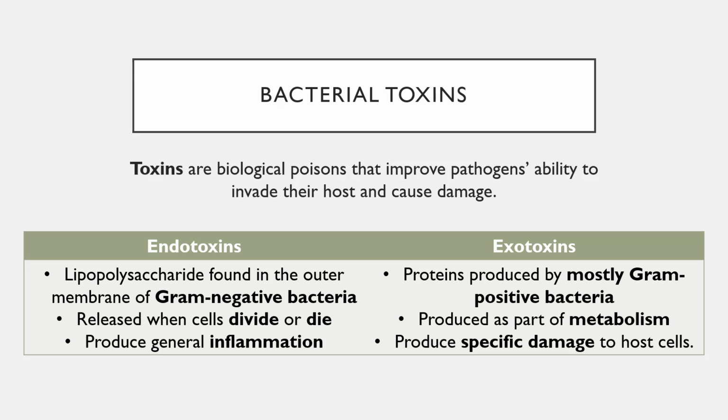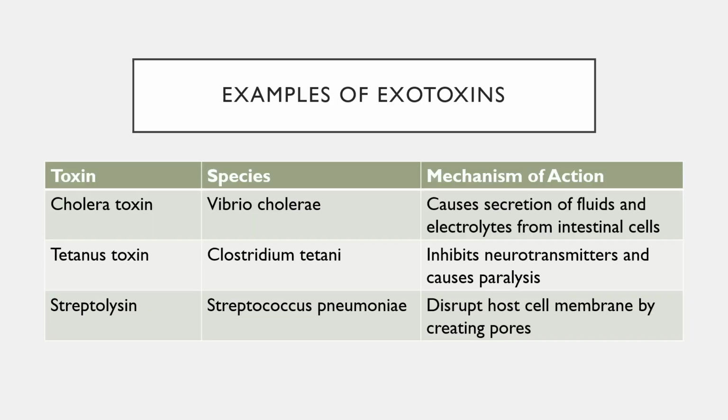So when we say specific types of damage, let's take a look at some examples of exotoxins and the type of damage they can generate. Cholera toxin is produced by the species Vibrio cholerae, and the specific way that it damages the host is it leads to massive secretion of fluids and electrolytes from intestinal cells, which leads to the rice water diarrhea that is characteristic of the disease cholera.